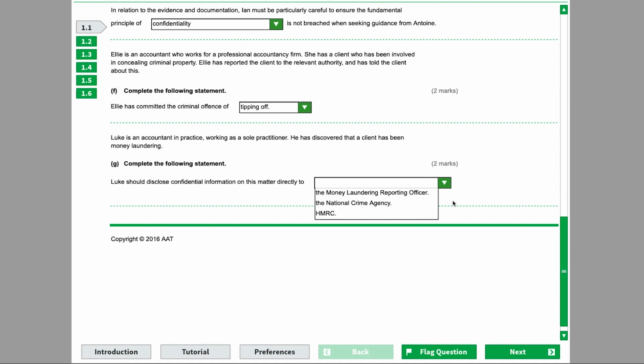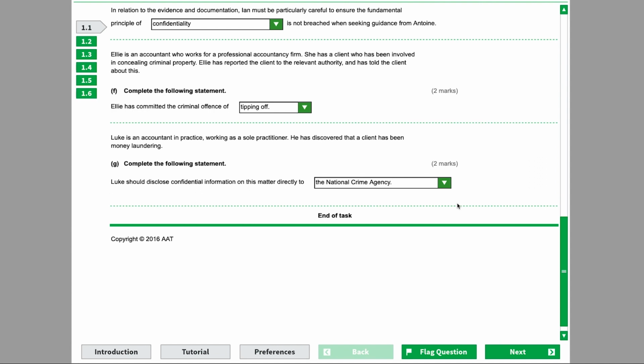Now, if he is a sole practitioner, he wouldn't have a money laundering reporting officer, so it wouldn't be him or her. It would also not be HMRC either. They wouldn't deal with that directly. So therefore, it would be the National Crime Agency. So what he would have to do is basically fill out a report, send that into the National Crime Agency, and they would then pick that up. And eventually it may be that HMRC does get involved. However, initially the report would go to the National Crime Agency.